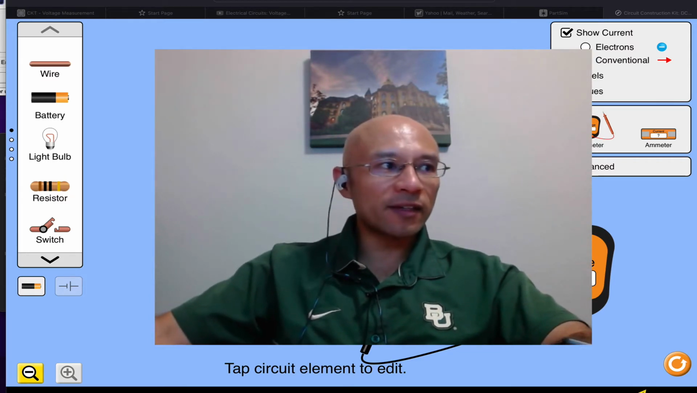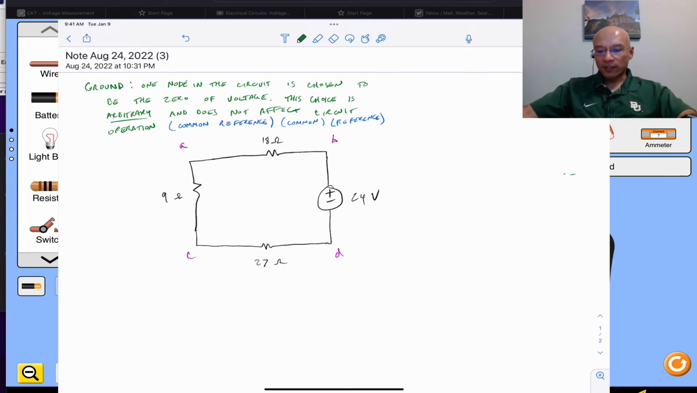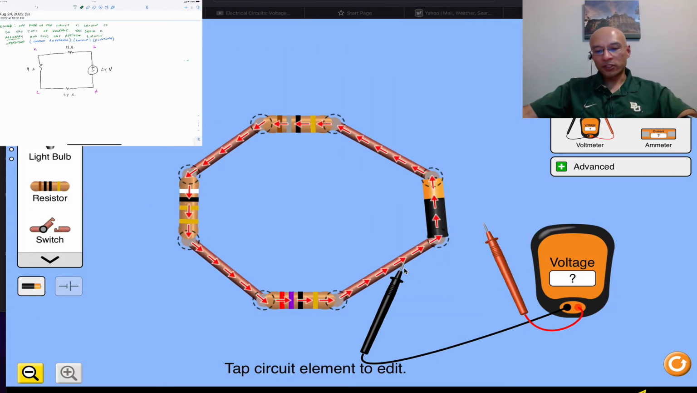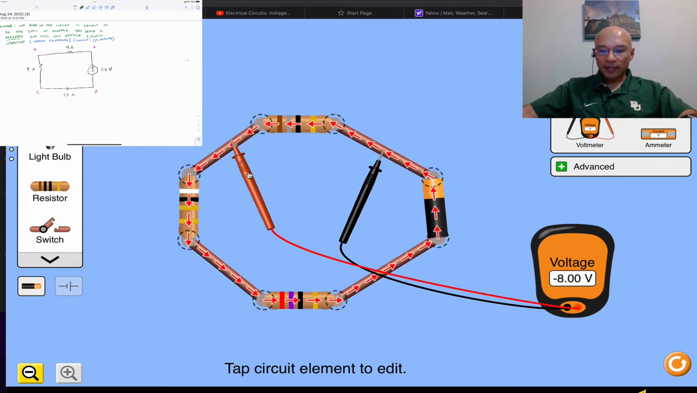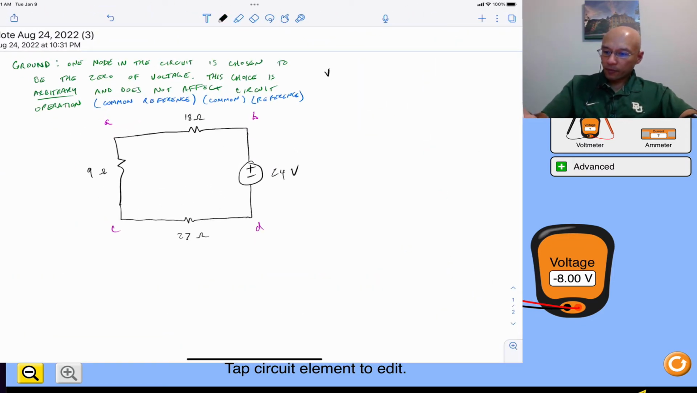But first, let's take some measurements. I have a circuit here, 24 volts and then 18, 9, and 27 ohm resistors around it. So let's just start by taking some voltage measurements. I'll take the voltage VAB. So VAB, it's negative 8 volts.